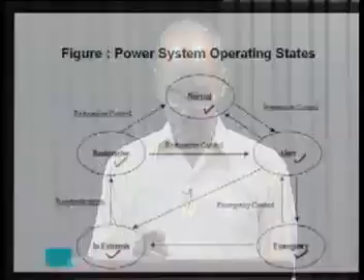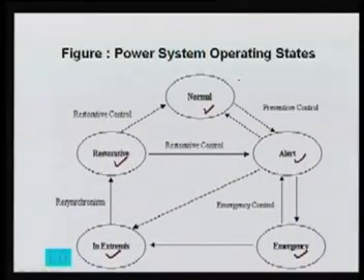Now we can understand that this is your normal state. Again, the normal state is where your E and I, that is your equality constraints and inequality constraints, are satisfied. Now if there is any contingency, there is a possibility that your system may go into the alert state. The alert state is where your equality and inequality constraints are satisfied. But if there is another contingency in the system, then your system will not be in the normal state.